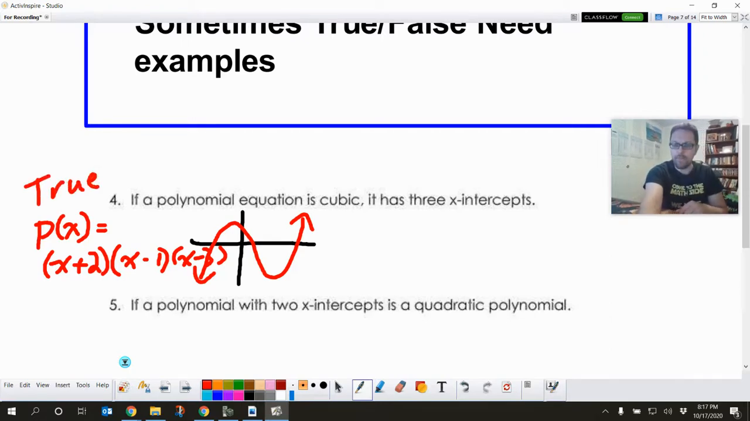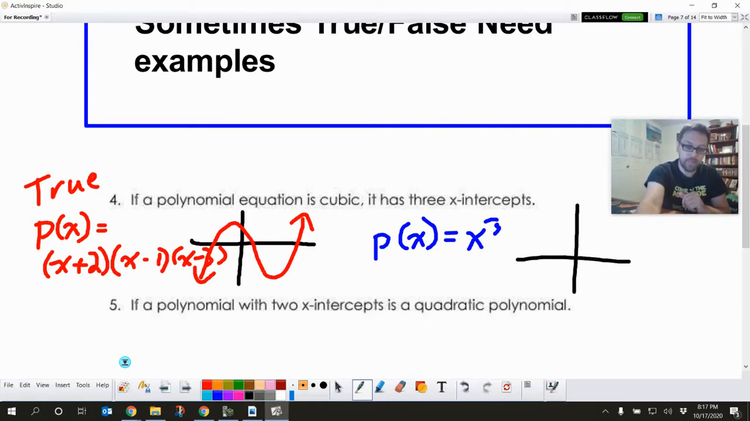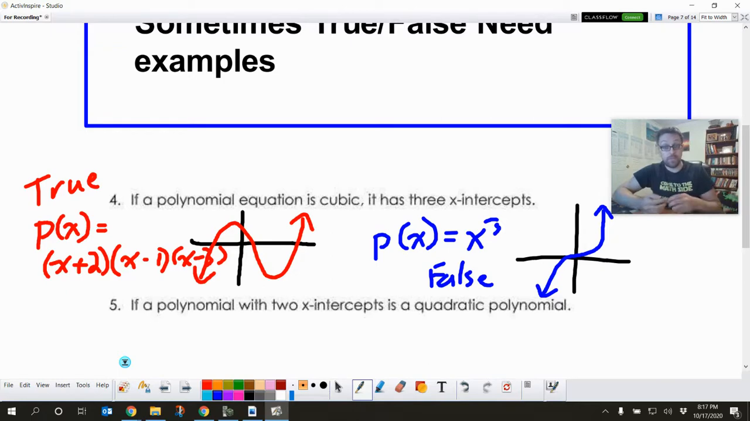Okay. Well, could I make a false one? Yeah, I could. Watch this. What about p of x is just x cubed? That one only has 1 x-intercept. So here is a false example.